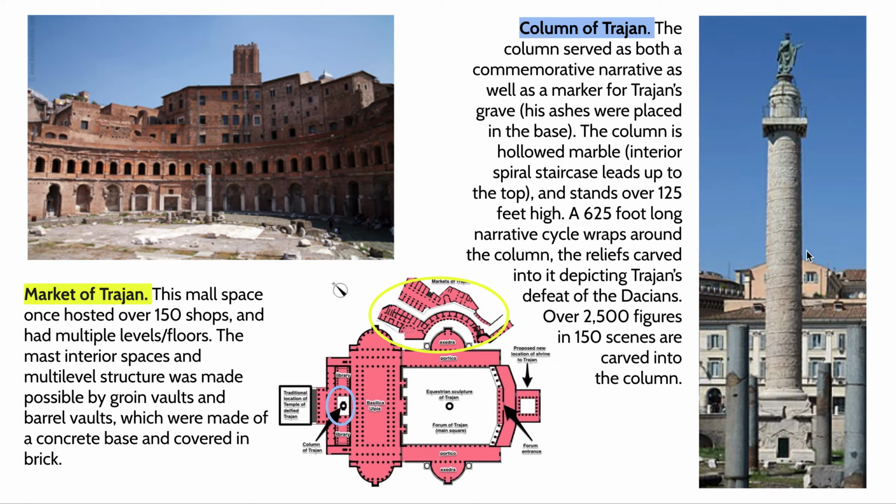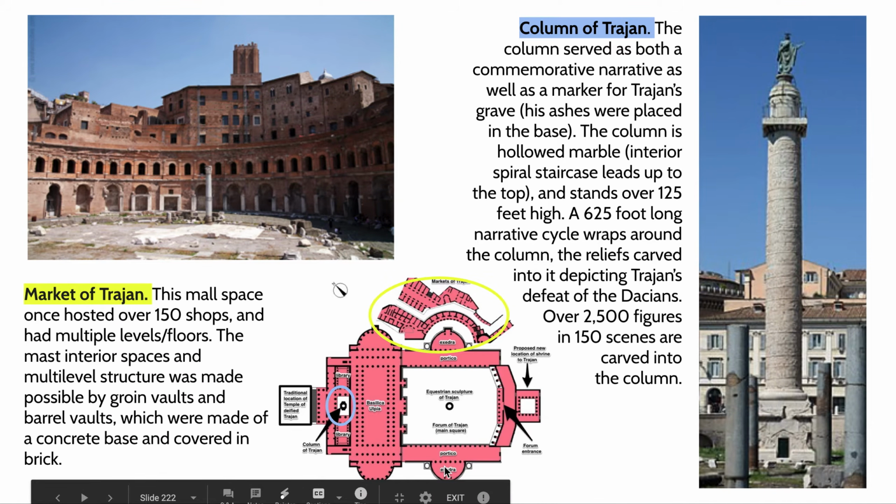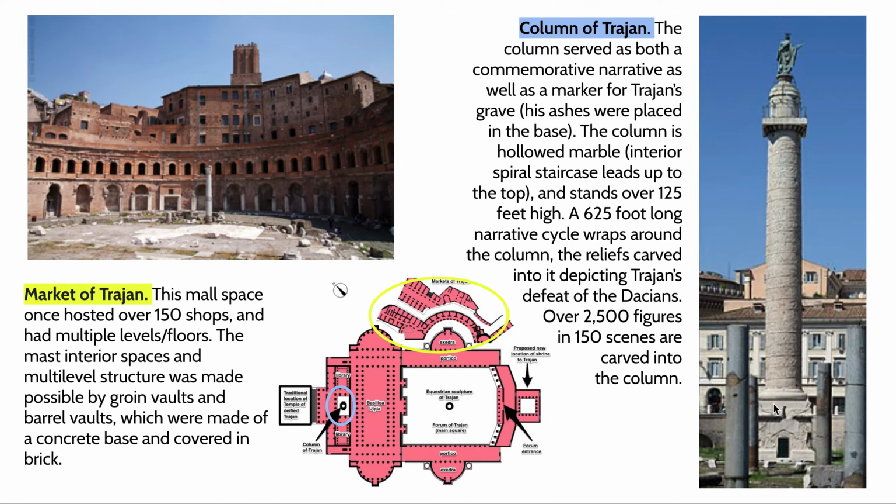This right here is the Column of Trajan. This was the commemorative narrative that was the centerpiece of this entire forum. It was also his place of burial, so his ashes were placed in the base after he died. The column is made out of hollow marble, and there's an interior spiral staircase that leads all the way to the top. Wrapped around the column is a 625-foot long frieze that tells the narrative of Trajan's defeat of the Dacians.